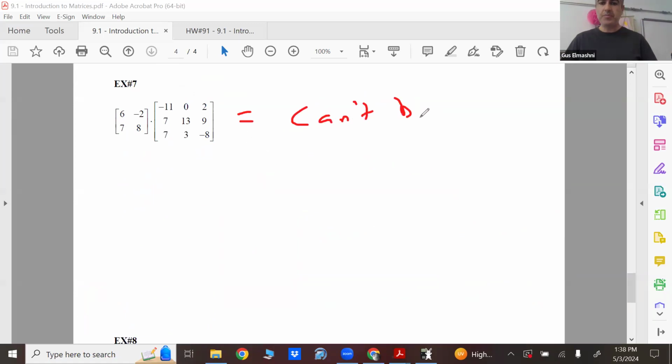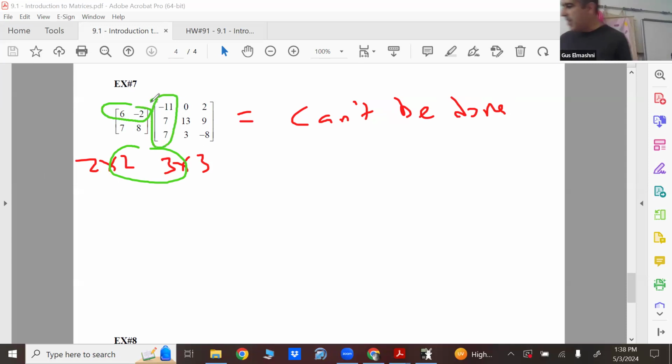Why not? Oh yeah, they're not going to match up. You have a 2 by 2 with a 3 by 3. There's a mismatch. What's going to happen is you're multiplying this row. You multiply 6 by -11, cool. -2 by 7, cool. But then the 7 and 1 have nothing to pair with. So it's a mismatch. You can't do it. You get an error punching it into the calculator too. It just can't happen. So it can't be done.